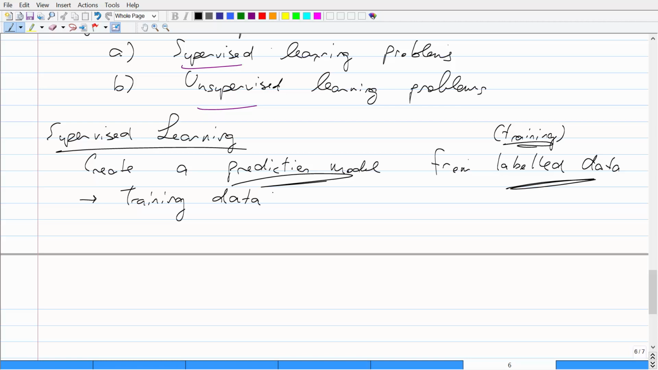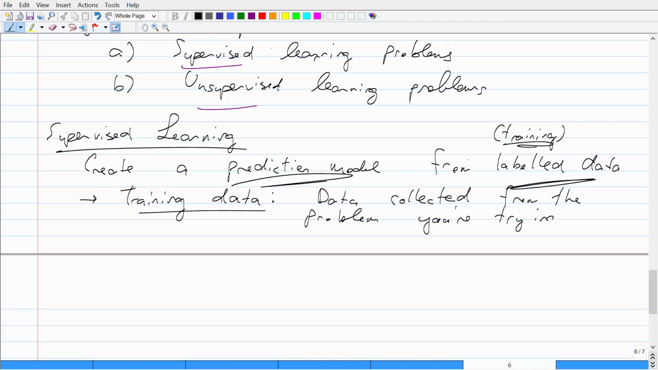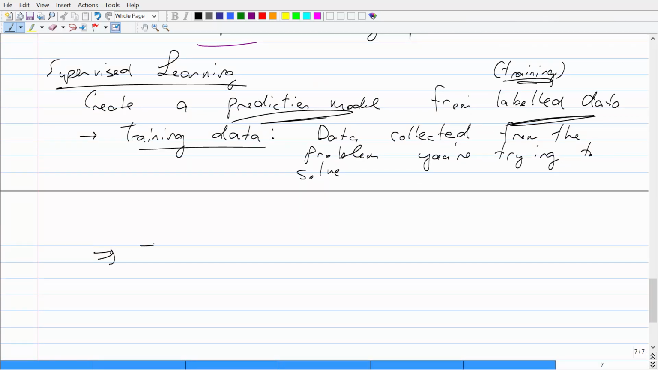So training data is data collected from the problem you're trying to solve. Okay, the problem you're trying to solve. And then training data consists of samples, of course.